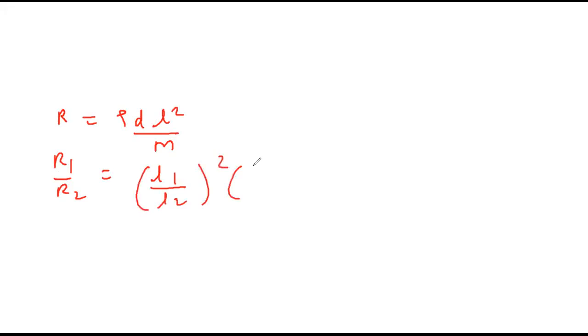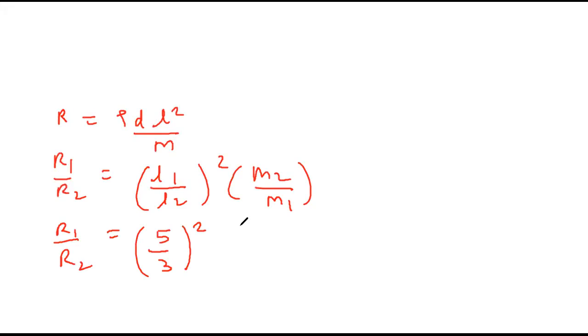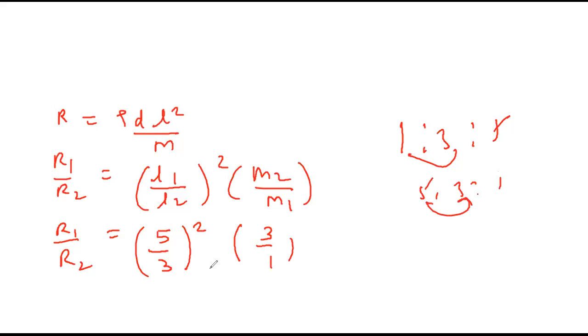So R is rho D L square upon M. So R1 upon R2 will be L1 upon L2 whole square into M2 by M1. Any doubt till this? No, sir. What is L1 upon L2 given? 5 by 3. Yes, sir. And M2 by M1, 3 by 1. M is given as 1:3:5, so 3 by 1, and L is 5:3:1. So L1 by L2 is 5 by 3. Correct, no?